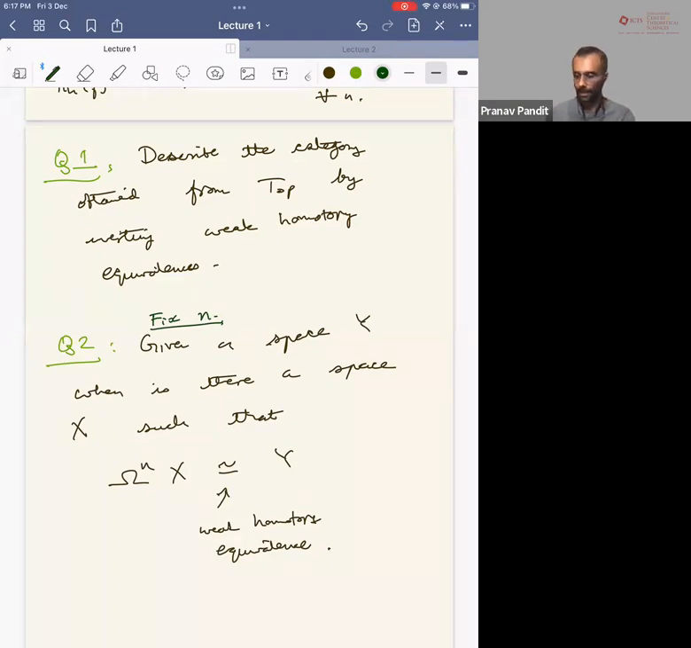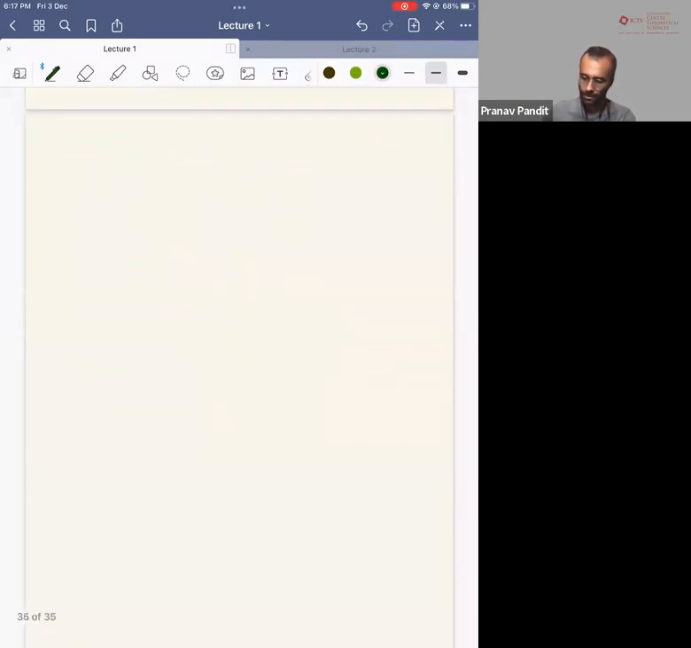I'm going to describe the answer to that question to you. So here's the answer to that question. Maybe let me begin with the second question. Here's the thing that we observe. If you look at the loop space, there's an operation on the loop space. You can take two loops and you can compose them.